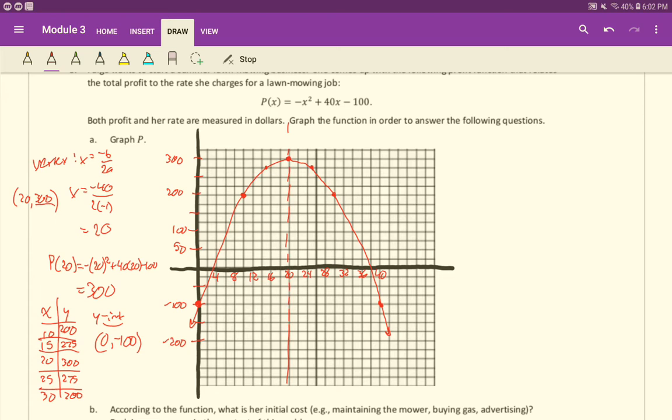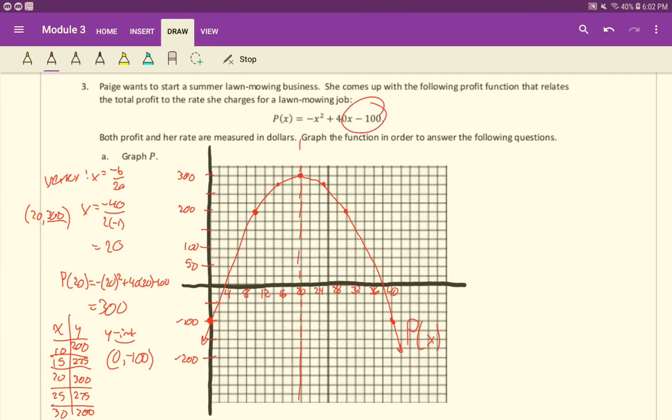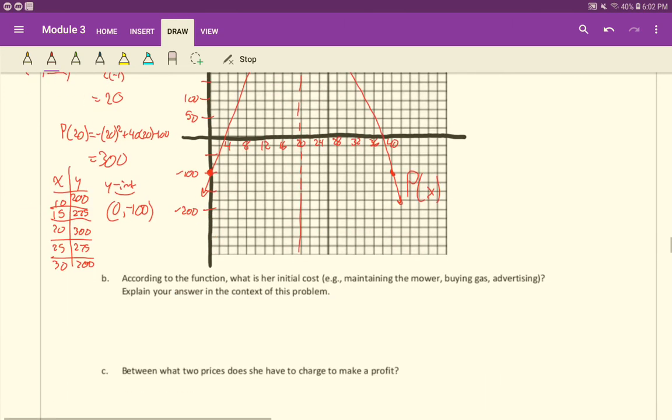Okay, so there's P. According to the function, what is her initial cost? E.g., maintaining the mower, buying gas, advertising. So initial cost, that means the cost at the very start. All right, so negative 100 would be the initial cost, right? Without any lawns mowed, if she charges nothing, she owes $100. So $100 is her initial cost.